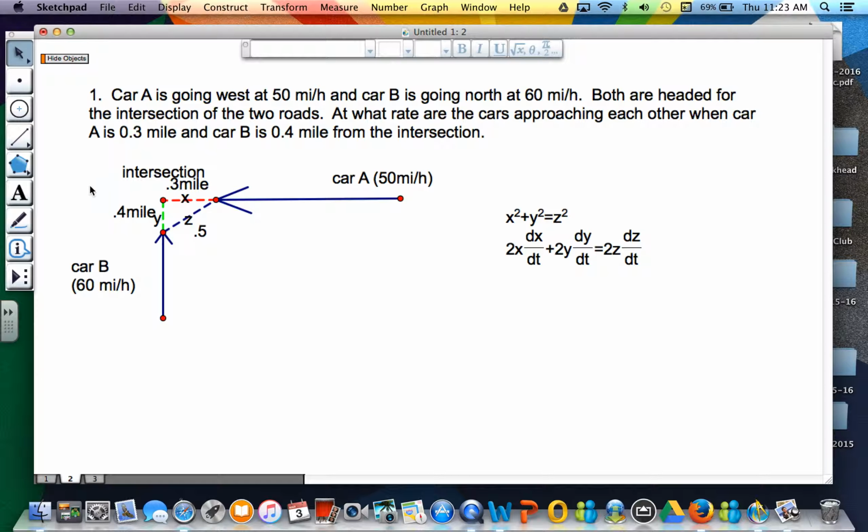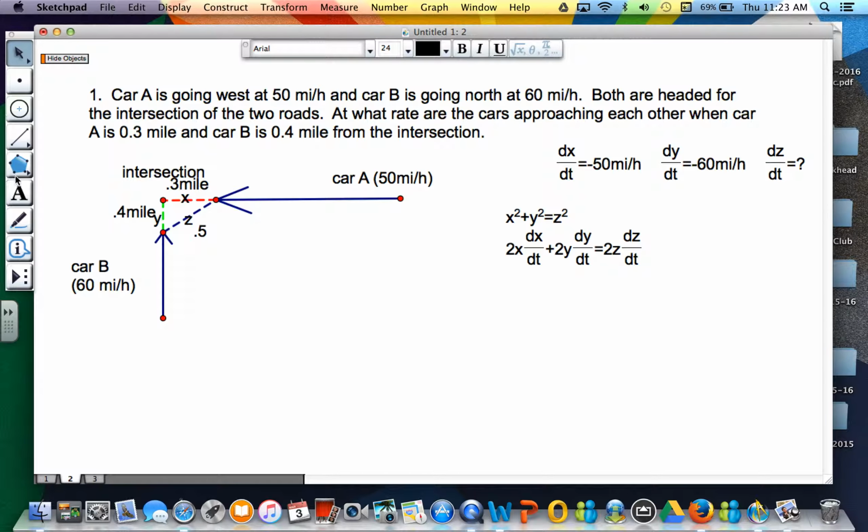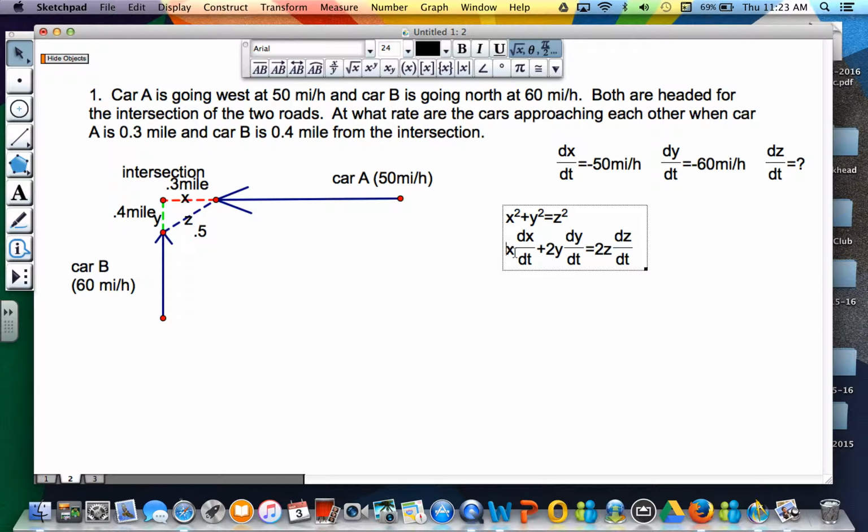In fact, isn't car A representing dx/dt? Isn't dx/dt getting smaller? So dx/dt would be minus 50 miles per hour. dy/dt, is y getting smaller? Why, yes it is: minus 60 miles per hour. And then we have to find dz/dt. Another nice thing with this equation, I could just divide through by 2. Now I'm ready to plug in things.